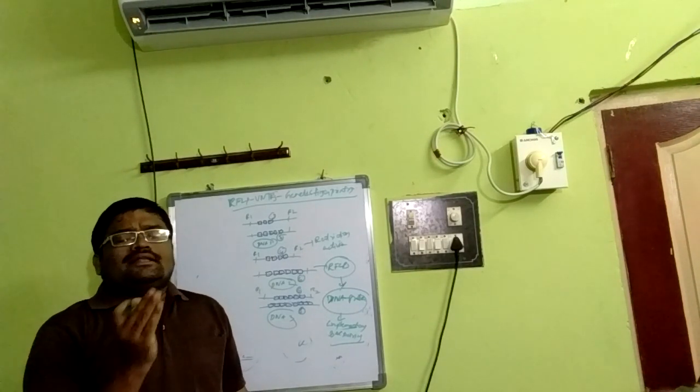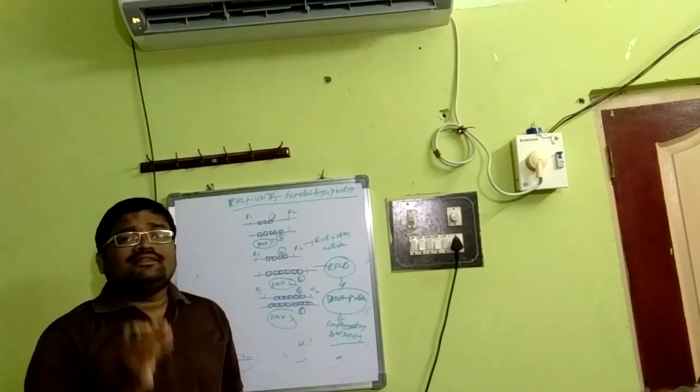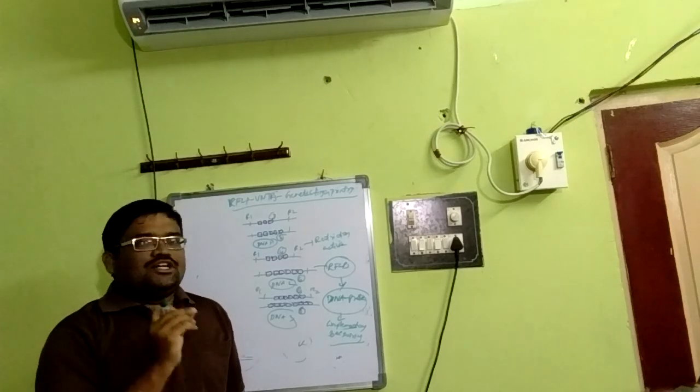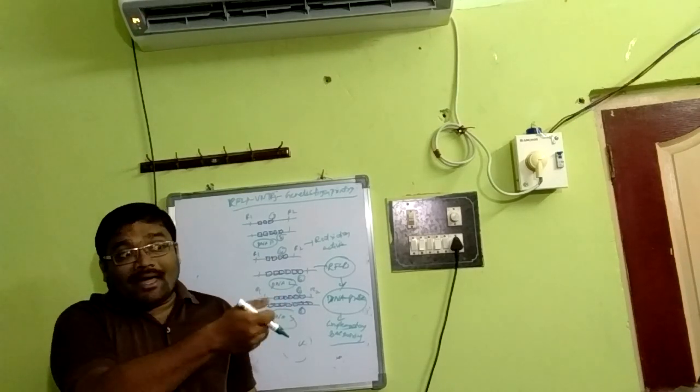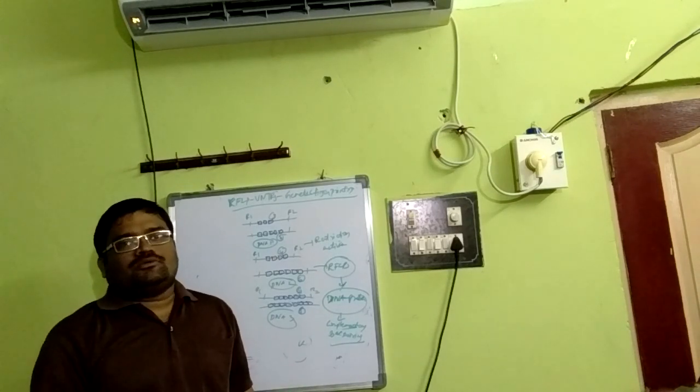The only thing is, the RFLPs and VNTRs are unique. That is why they are effective DNA markers in mapping of genetic disorders, as I told already, sickle cell anemia with respect to chromosome 11, okay?